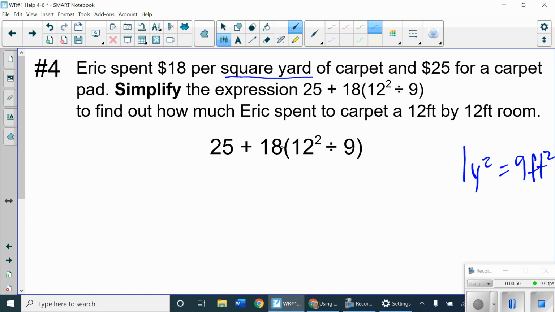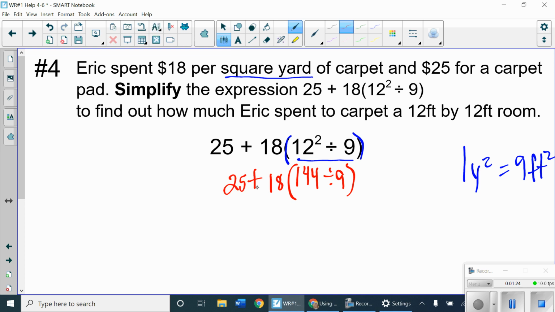Okay, so we have parentheses and an exponent. So we have to do what's inside the parentheses first before we do the other operations. But inside these parentheses, we have exponents. So we don't do 12 divided by 9 first. We have to do 12 squared first. So 12 times 12 is 144 divided by 9, and it's still in parentheses, and drop everything else down.